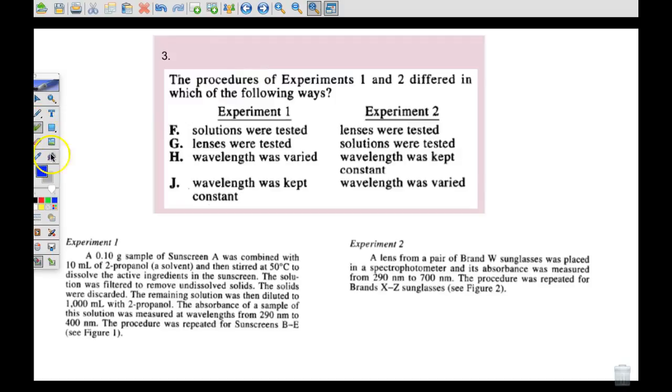Our third question is asking to determine the differences in the 2 experiments. And it's pretty obvious. We have sunscreens in the first experiment and then lenses in the second. So right away we can figure out that our answer is F.